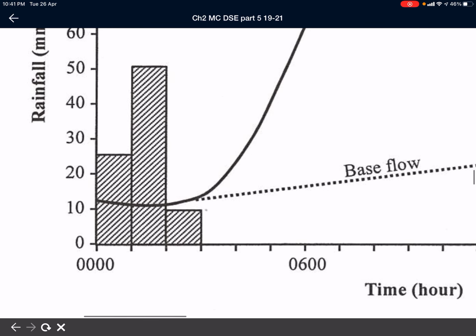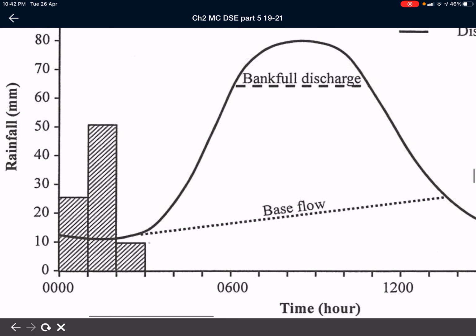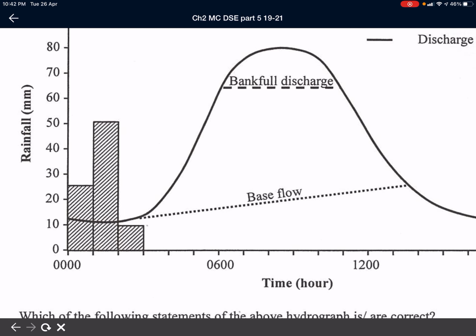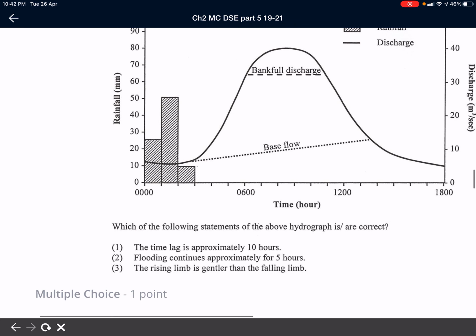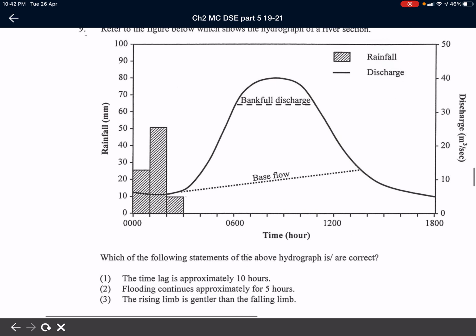Maybe start from 1, 2, 3, 4, 5, 6, one sector for 1 hour, and then for here it should be 8 o'clock. So if the rain starts at 1 o'clock and the peak discharge comes at 8 o'clock, is it 5 hours? Let's see. Or 10 hours? I don't think so. So number 1 is wrong.